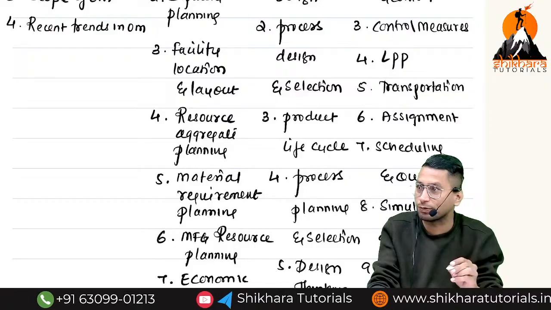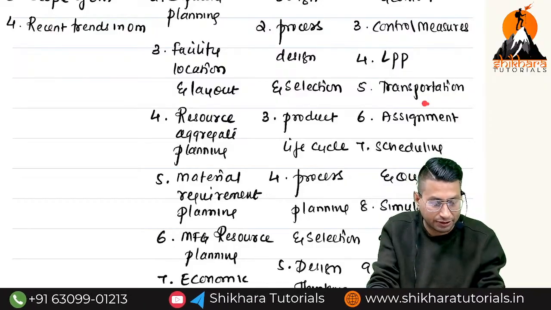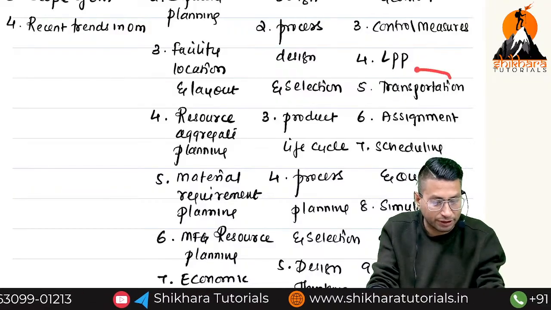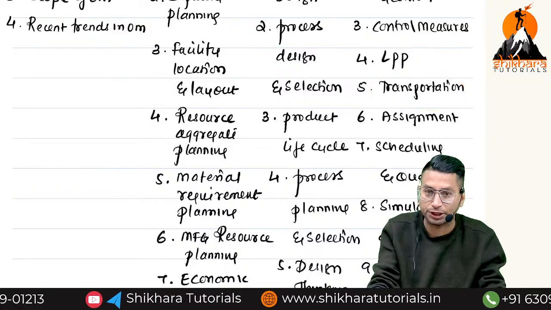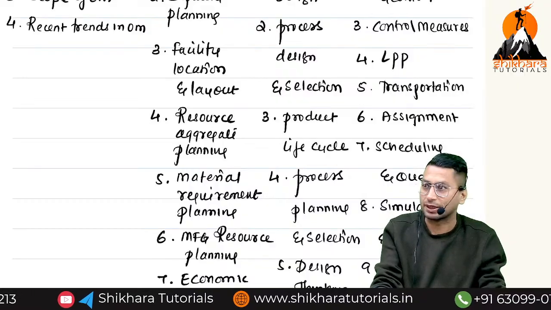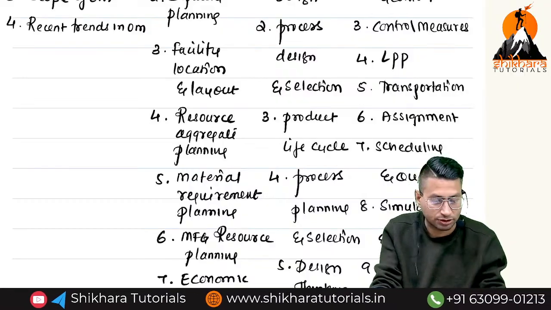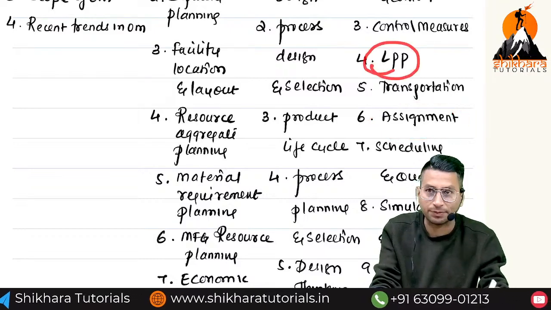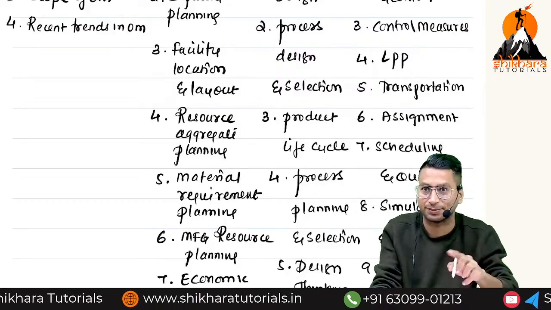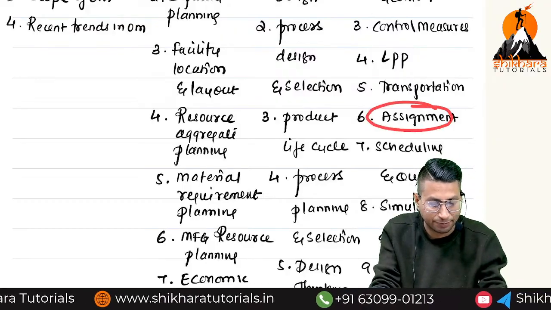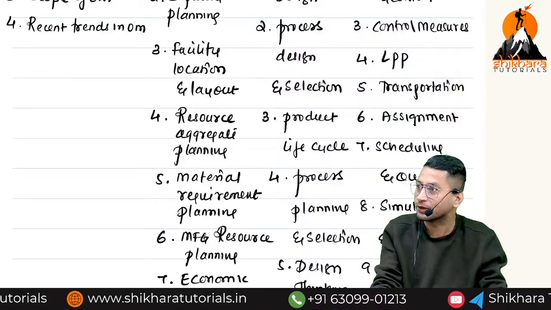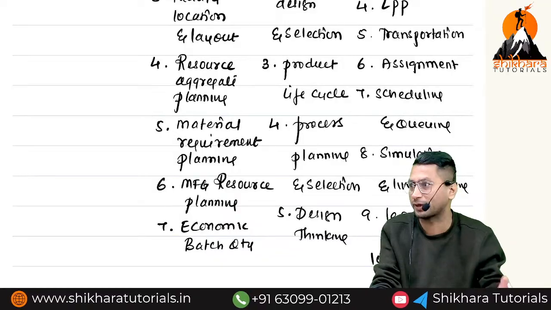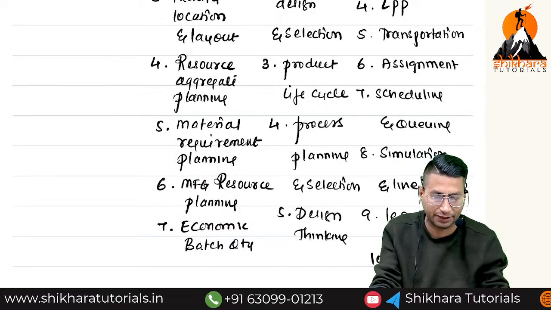In transportation, minimization is our objective, and in assignment also minimization is our objective. Now what do I try to minimize in transportation? In transportation I will try to minimize the cost. In assignment I will try to minimize my... So in linear programming both the objectives are there, that is maximization and minimization. In assignment and transportation we follow only minimization. Why we follow minimization, why not maximization, we will see when we go to the relevant chapter.